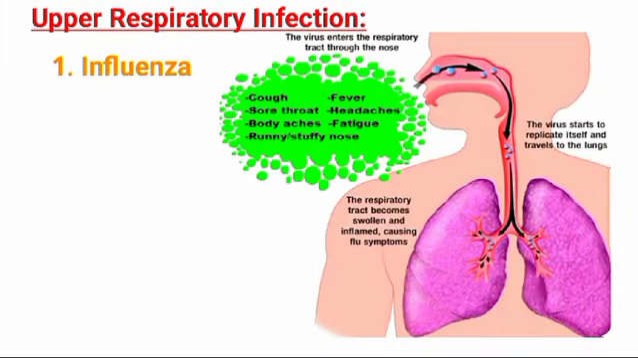Now, upper respiratory tract infections include influenza. Influenza basically is a highly contagious infection of the upper respiratory tract. It is caused by a virus and spreads easily through coughing and sneezing. Influenza can lead to pneumonia and death and is responsible for epidemics that occur almost every winter.